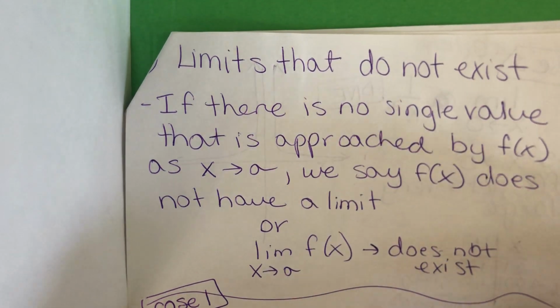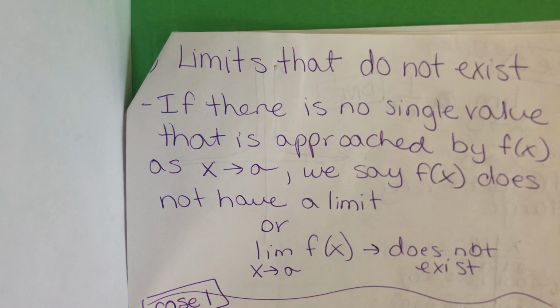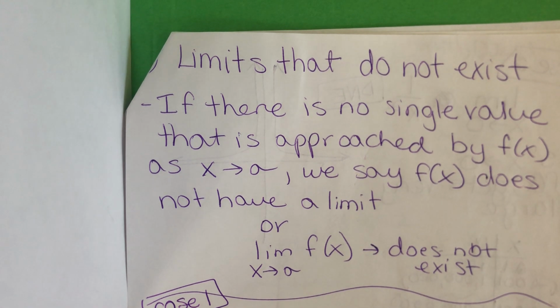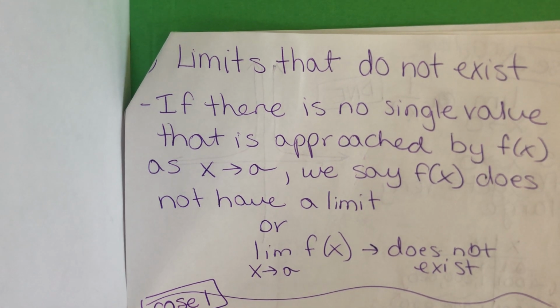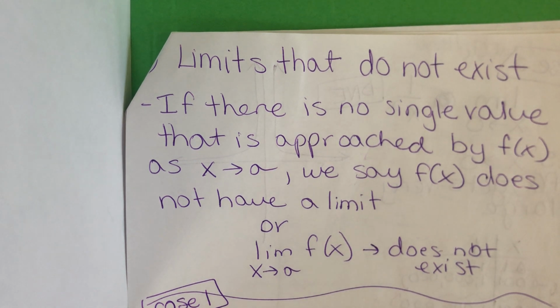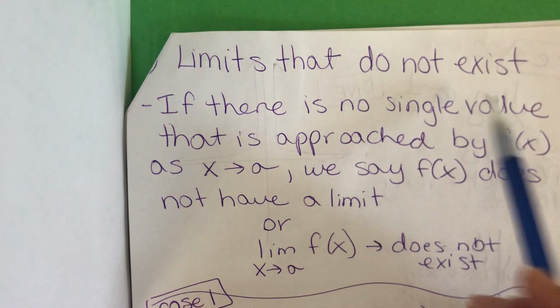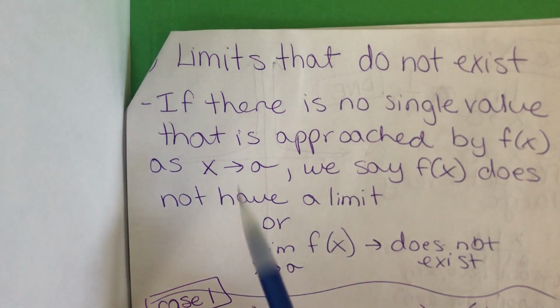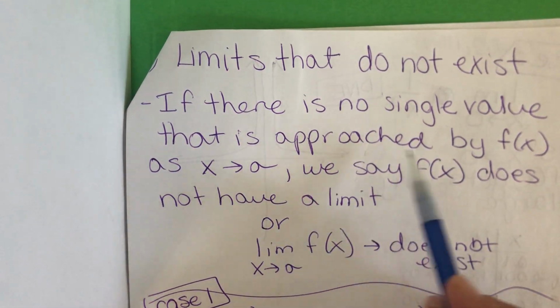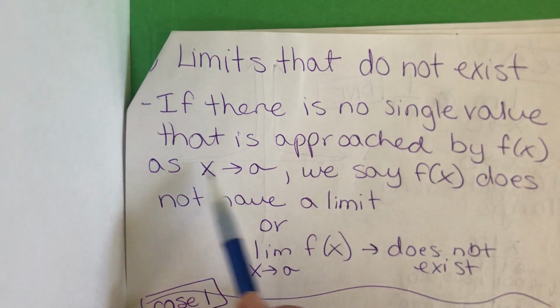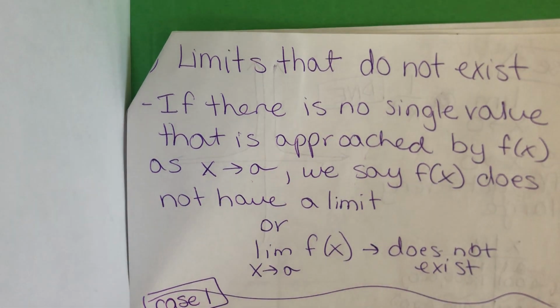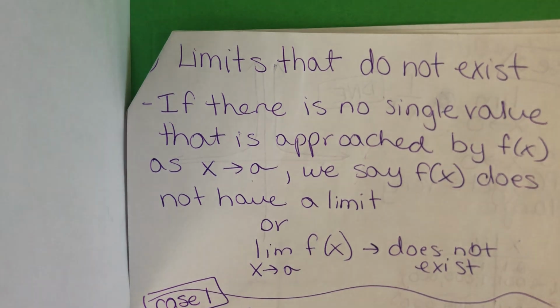Now, what I've been saying all along is if you approach the x value from the right and left and it gets close to the same number, then that's its limit. But what happens if it doesn't? So there are limits that do not exist, and we write DNE for do not exist. So if there's no single value that is approached by f of x as x approaches a, we say f of x does not have a limit. So let's take a look at an example where that would happen.